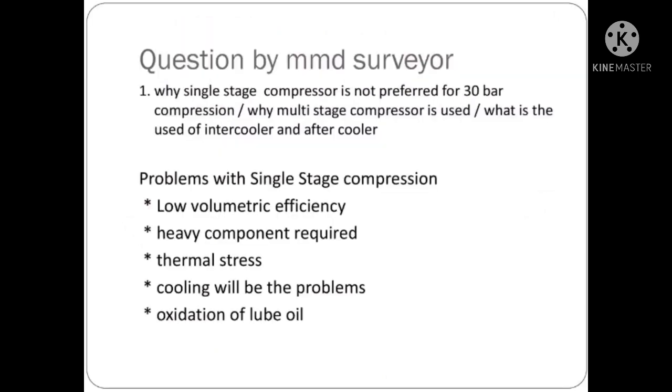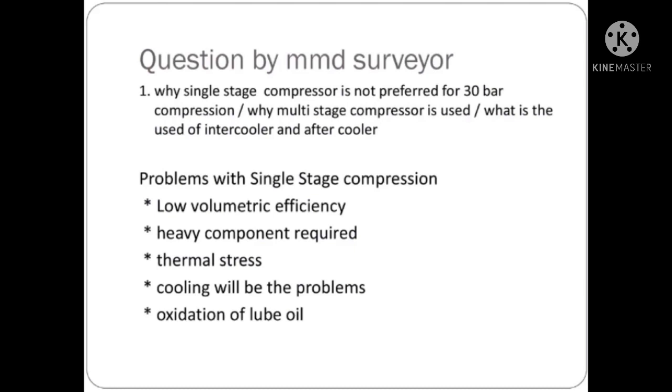So now we will start with the question answers which have been asked by the MMD surveyor. I have collected the most common questions asked on the air compressor by the MMD surveyors. So these are the questions. Let's discuss one by one. The first question is: why is the single stage compressor not preferred for 30 bar compression? Why is a multi-stage compressor used? What is the use of the intercooler and aftercooler?